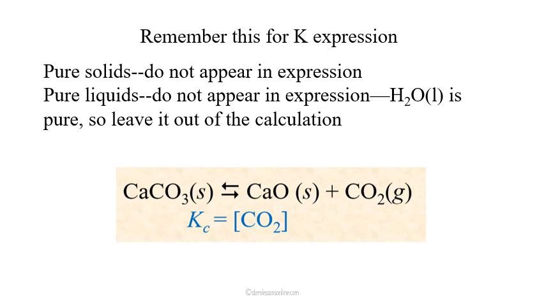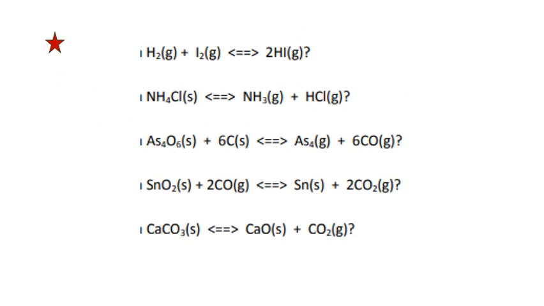While writing the K expression, we have to remember that we cannot put pure liquid and pure solid in the Kc or K expression. For example, in this equation, we can see calcium carbonate, CaCO3, in solid state, and calcium oxide is also in the solid state. So these are pure solids. We cannot show those two in this K expression. In this case, we will have only carbon dioxide because that is the only product we have in gaseous phase. So the Kc expression will be just the concentration of CO2. Let us see some examples of how to write the K expression.